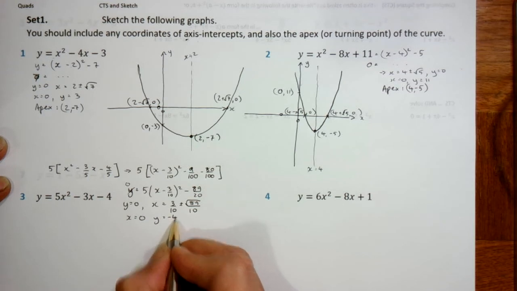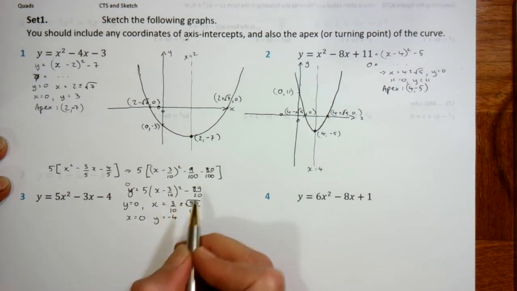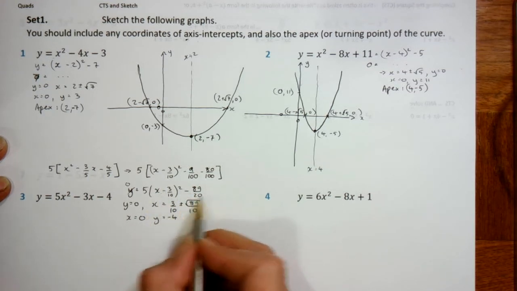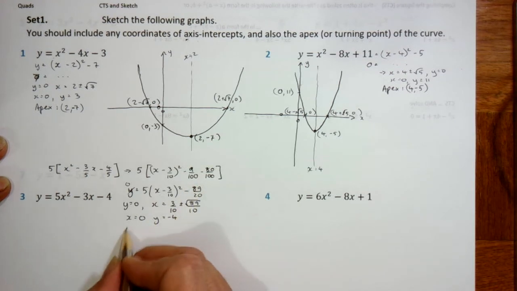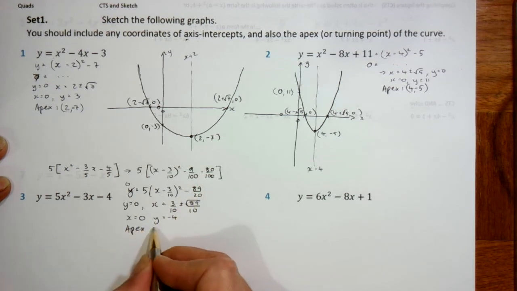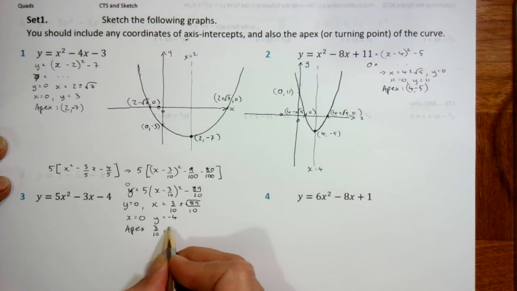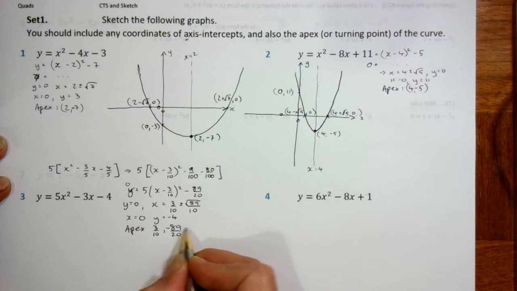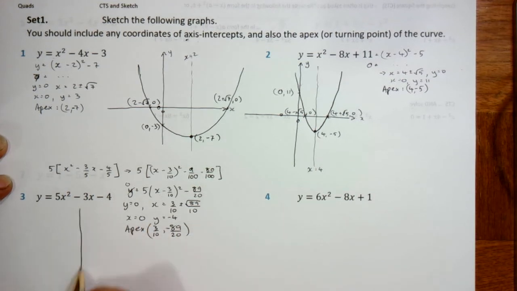And the apex is, leave that number alone, but change the sign, leave this number alone, keep the sign. So apex is 3/10, comma, minus, remembered it this time, 89/20. So draw a lovely graph.